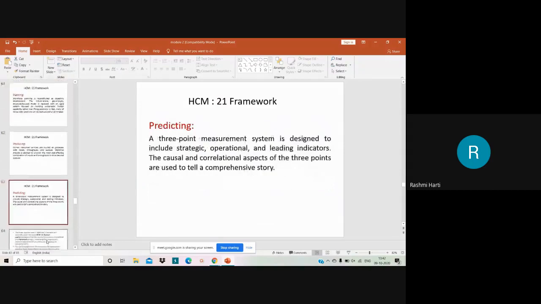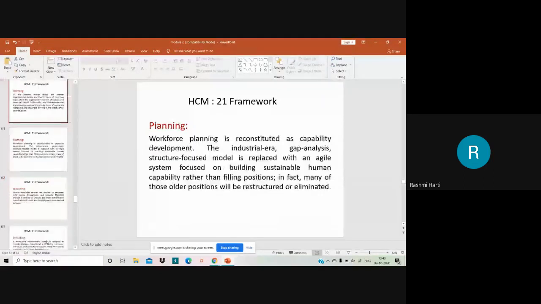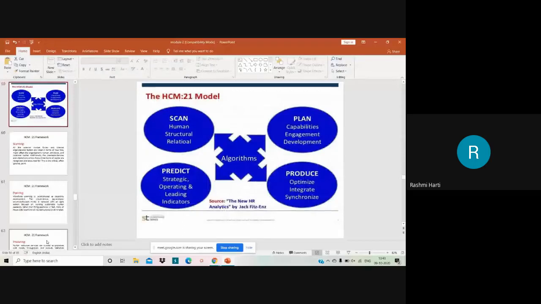Then afterwards predicting, that is a 3-point measurement system, designed to include strategic, operational and leading indicators. The causal and correlational aspects of the 3 points are used to tell a comprehensive story. Now what are these 3 points? Strategic, operating and leading indicators. Strategic indicators, operating indicators and leading indicators. You are going to predict about the future, right?